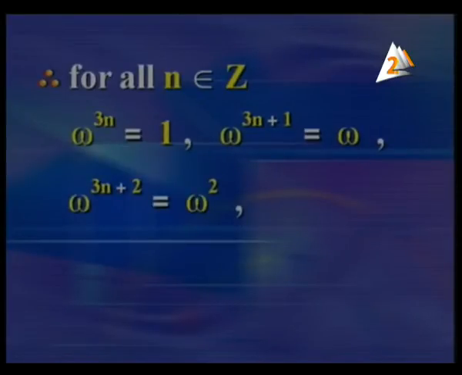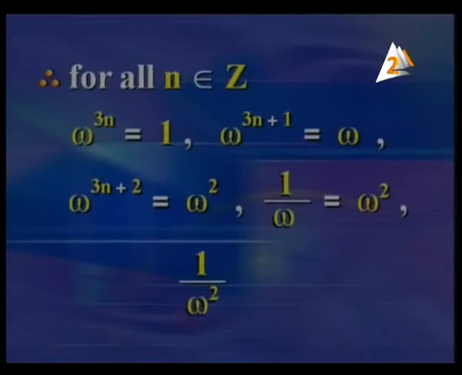Also, omega power 3n plus 2 equals omega power 2. Why? Because we factorize omega power 3n plus 2 as omega power 3n times omega power 2. Omega power 3n equals 1, so 1 times omega power 2 equals omega square. 1 over omega equals omega power 2, and 1 over omega square equals omega. These are very important rules.